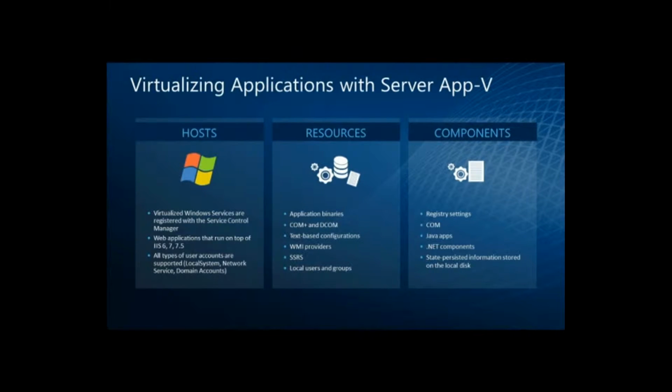Resources, things like application binaries, all of the COM and DCOM, text-based configurations, INI files, those kinds of things, WMI providers, SQL Server, reporting services configurations are captured. Registry settings, of course, COM objects, the .NET components themselves, things like the .NET runtime, .NET 3, 4 and so forth can be encapsulated, and you can drop those down. Java applets can be captured. So all of this comes through. And a common question that I often get is, well, what applications can be sequenced?